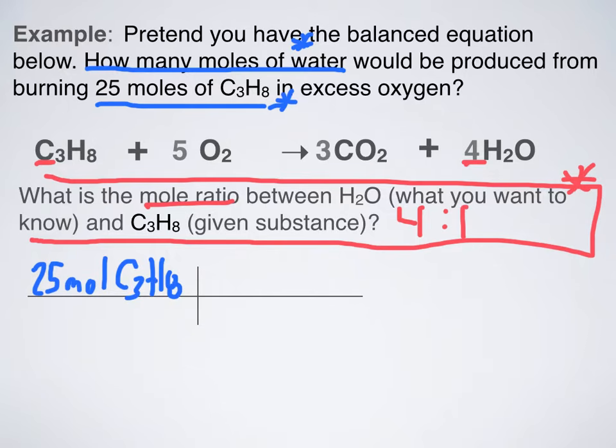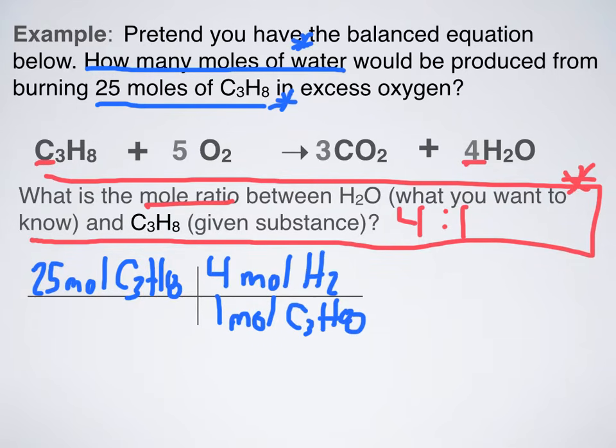Again, you always write what you're given at the top. Now, I'm going to be multiplying by a conversion factor. That conversion factor is going to be my mole ratio, and my mole ratio is a 4-to-1 ratio. For completion purposes, I'm going to write down what these things are moles of, and it'll make a little bit more sense when we do more complicated things. So I have 1 mole of C3H8 in my balanced equation, and I have 4 moles of water in my balanced equation.